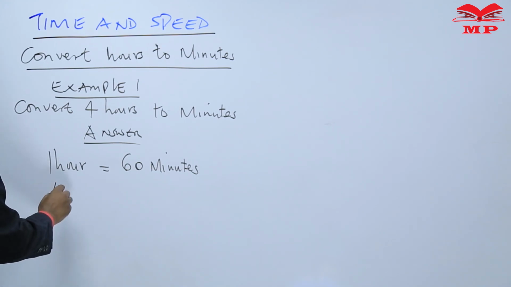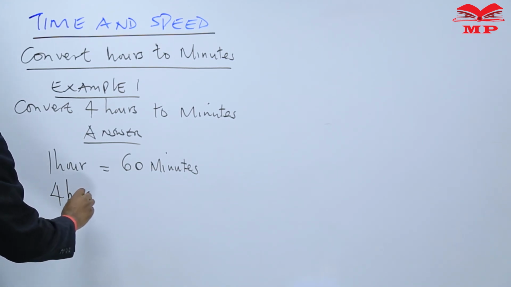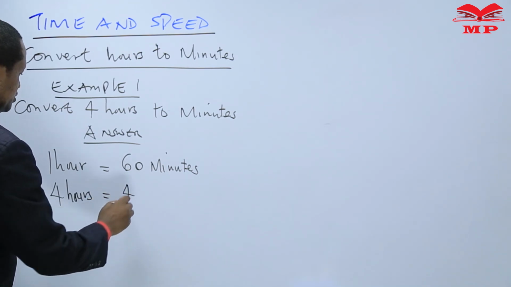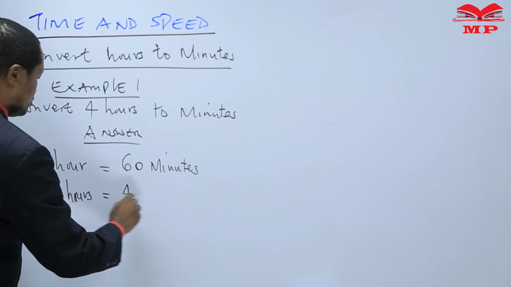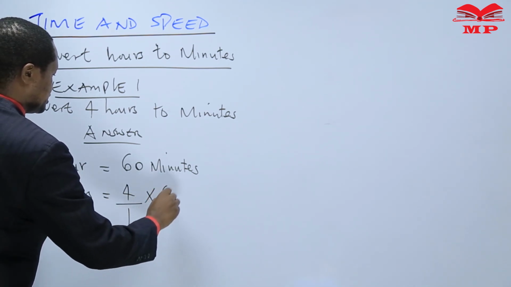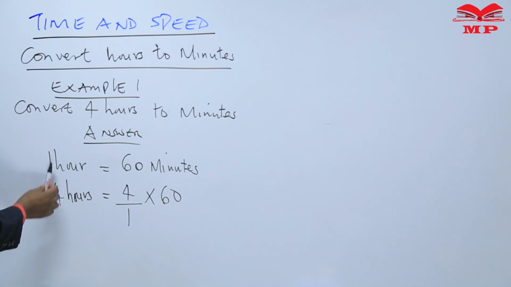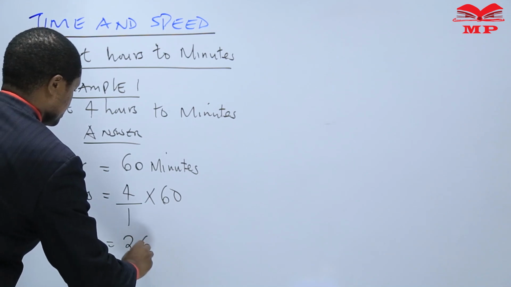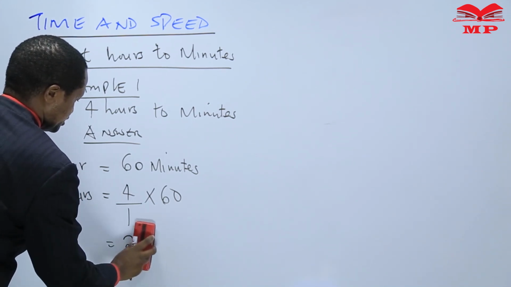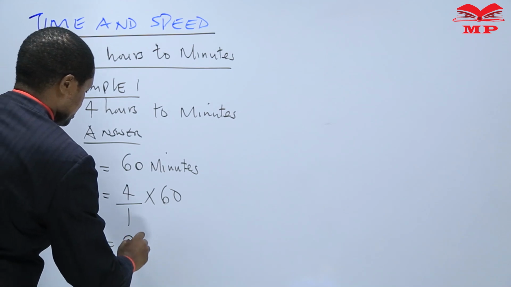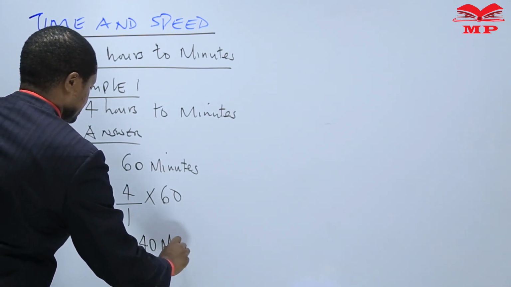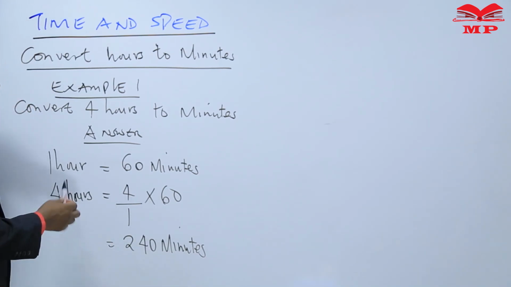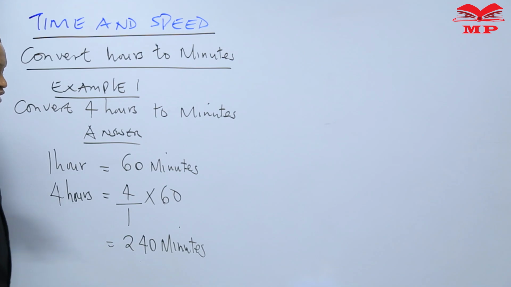Therefore, 4 hours will be equal to 4 over 1 times 60, and this will be equal to 240 minutes. 1 hour is equal to 60 minutes. Therefore, 4 hours will be equal to 240 minutes.